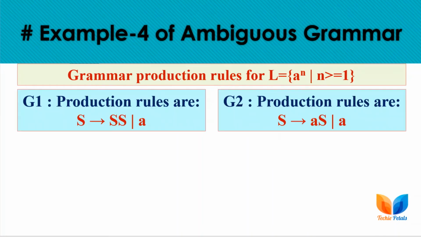For this particular language we can have two grammars. G1, or grammar 1, has S rewritten as S S as non-terminals and terminal a, and for the second grammar we have a regular grammar with regular production rules. The first we can say is a context free grammar, and the second is our regular grammar. So let's check which grammar is ambiguous and which grammar is unambiguous.